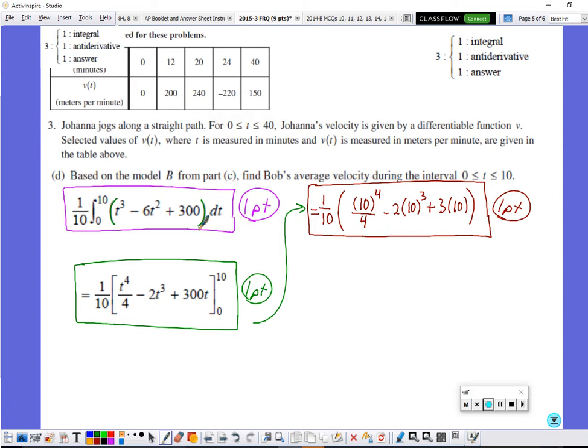You just probably read too fast. It's okay. If you just wrote a B of T in the middle, that's okay. Absolutely. You write 1 over 10, integral from 0 to 10, B of T dt. Totally fine.